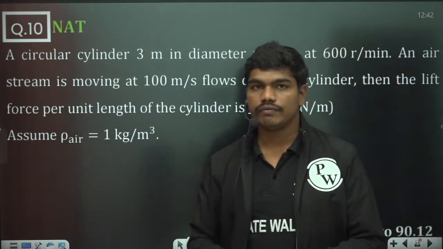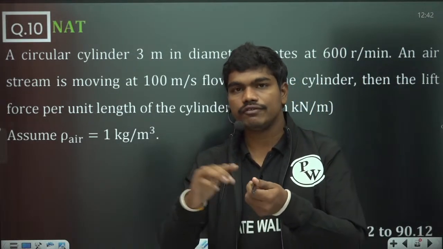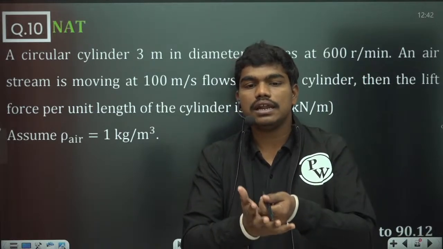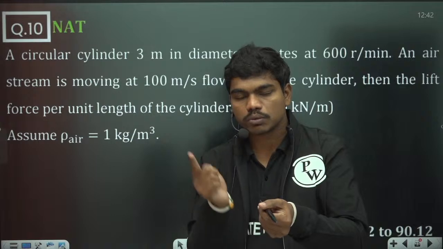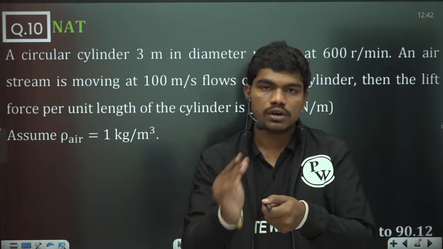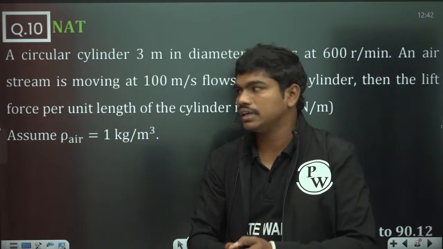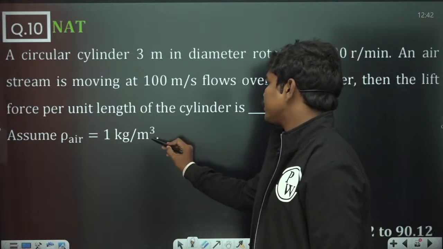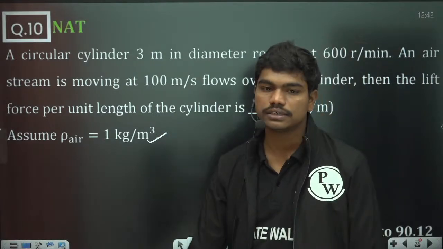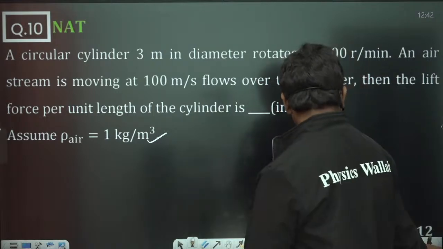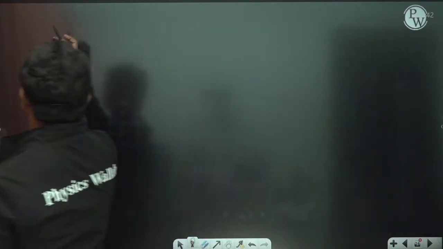So when there is a rotating cylinder, if air flows over it, there is some lift, which is of course the Magnus effect. That's why in rotating bodies, whenever there is a flow, these cylinders generate some lift. Now assume the density of air to be 1 kg per meter cube, and find the force per unit length of the cylinder.